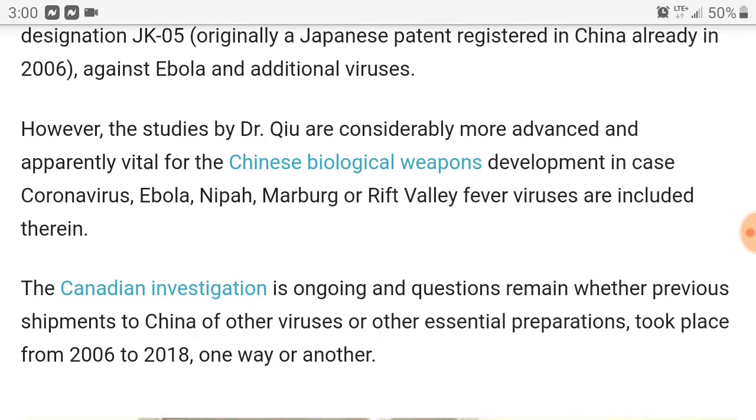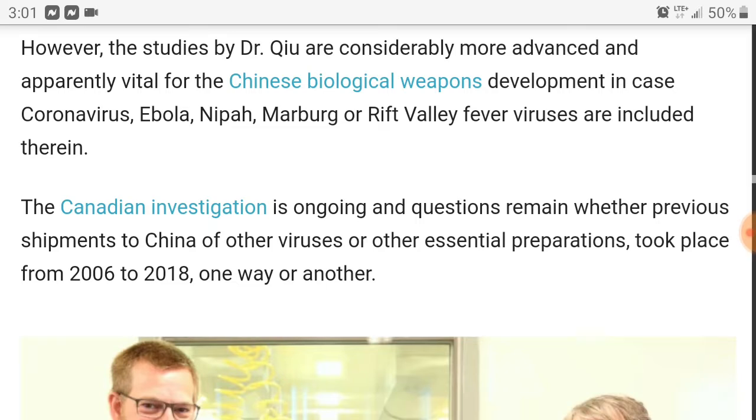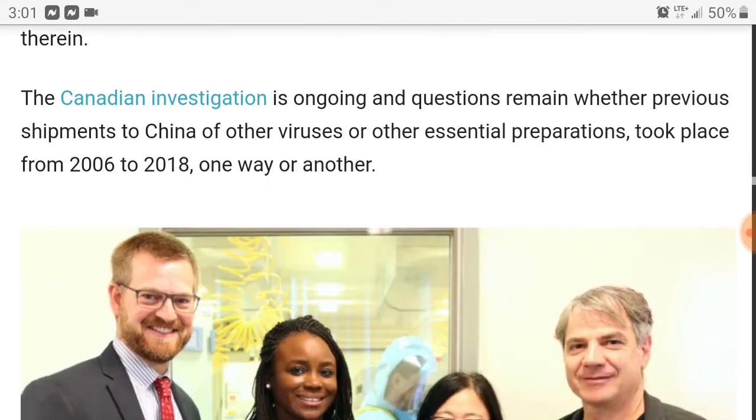So originally a Japanese patent was registered in China already in 2006 against Ebola and additional viruses. However, the studies by her are considerably more advanced and apparently vital for Chinese biological weapons development in case of coronavirus, the Ebola, I don't even want to try to say all the names, guys. So they're all included therein. So we could not just have an outbreak of the coronavirus, but the Ebola and the rest of those.